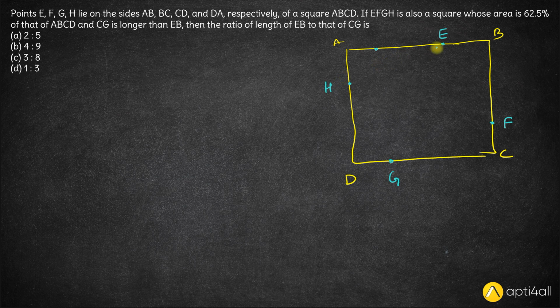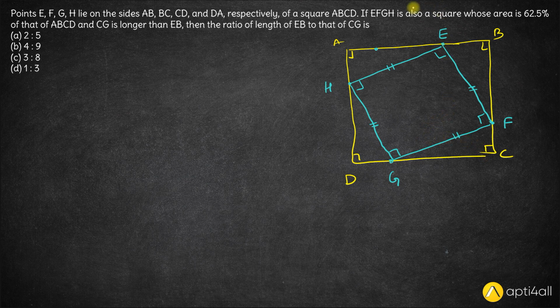So now if you join E, F, G, H, this figure that you get is also a square. Since this is also a square, EF will be equal to FG, which will be equal to GH, which will be equal to HE. And also we already knew that AB, BC, CD and DA will all be equal because it is also a square. Okay.